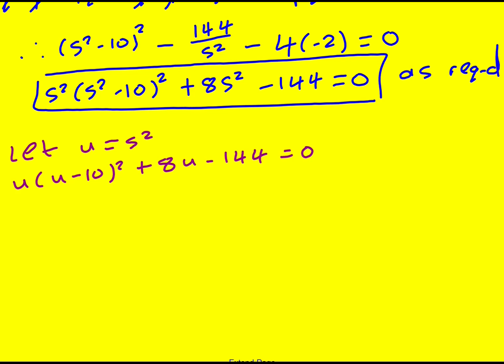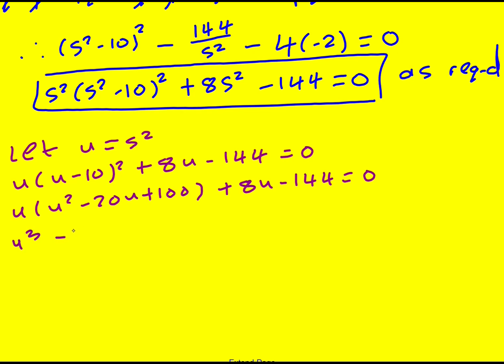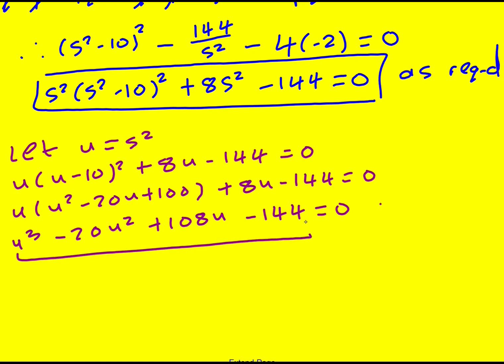This is going to become a cubic now, but we can solve cubics. Try using the factor theorem. So u times (u squared minus 20u plus 100) plus 8u minus 144 equals 0, which means u cubed minus 20u squared, and then I've got 100u plus 8u, so 108u, minus 144 is equal to 0. Let's let this thing here be defined as, I don't want to use f, I've already got that, g of u. And then I'll put some numbers in to see if we can get 0 from it.